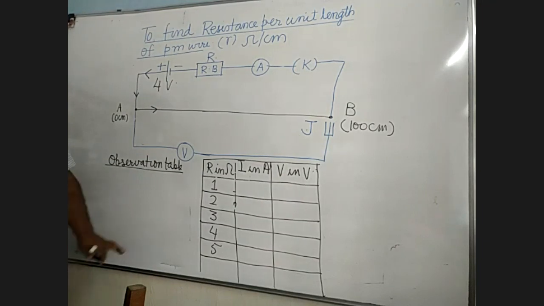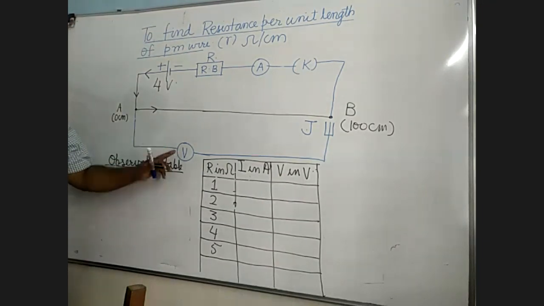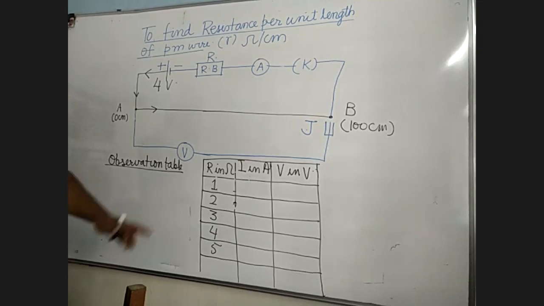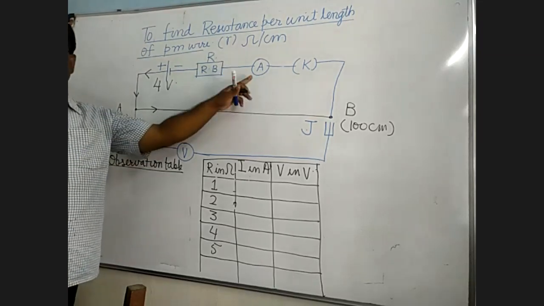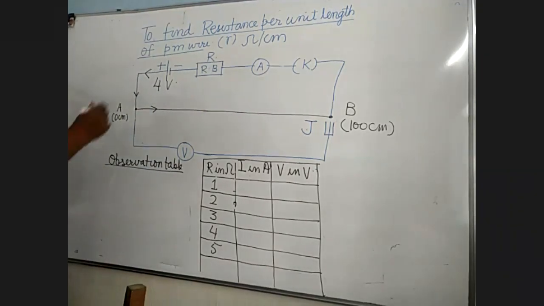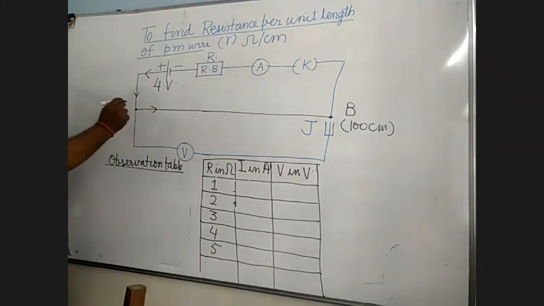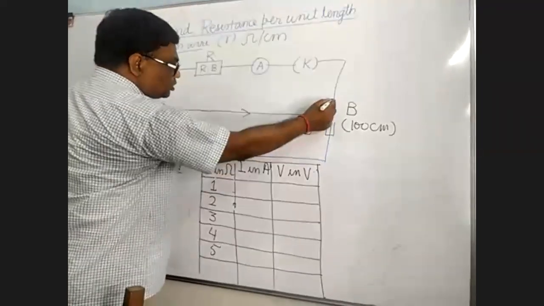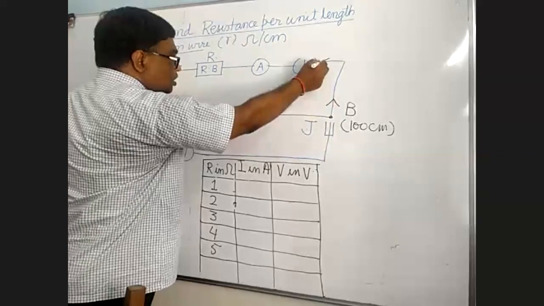As you know that the voltmeter is a very high resistance instrument. It doesn't draw any current. What is its purpose? That also you know. It records the potential difference. While the ammeter is a low resistance instrument, it records the current. So current is flowing in this way, means the potential is dropping in this direction.